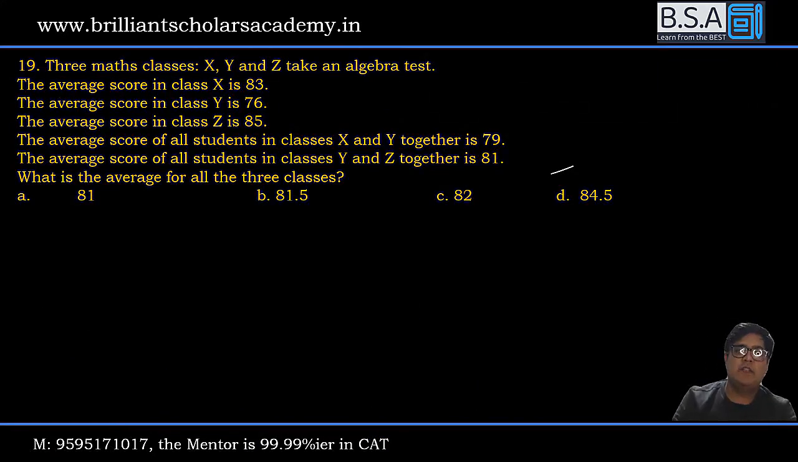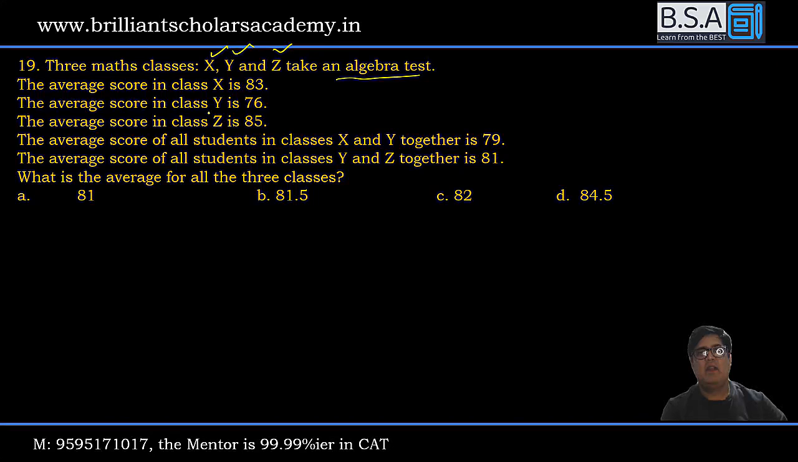Again, old question taken from CAT. Not much has been changed. What does it say? 3 maths classes X, Y, and Z take an algebra test. The average score of X is 83, Y 76, Z 85. The average score of X and Y together is 79, Y and Z together is 81. What is the overall average score of the class?